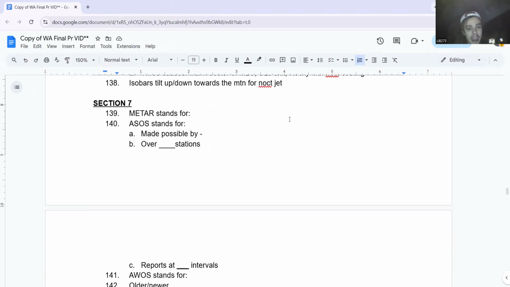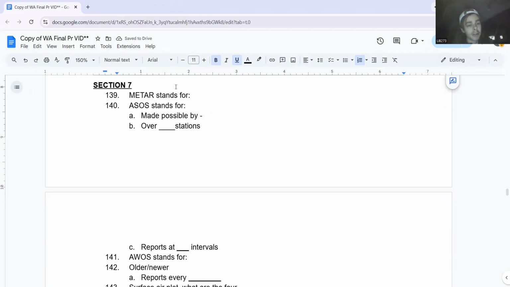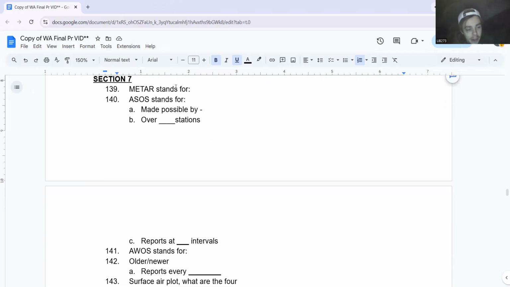Do isobars tilt up or down towards the mountain at night? Down. They're tilted down by the mountain. All right, moving on. Now, surface stuff. METAR stands for what? Meteorological Terminal Air Report. ASOS and AWOS are components of METAR. ASOS is Automated Surface Observing Systems, made possible by the National Weather Service and FAA.